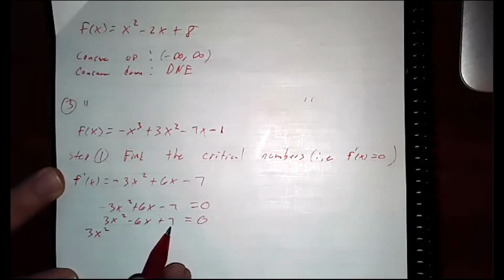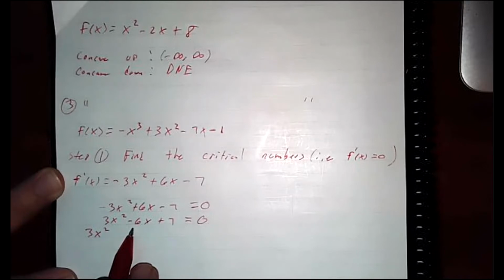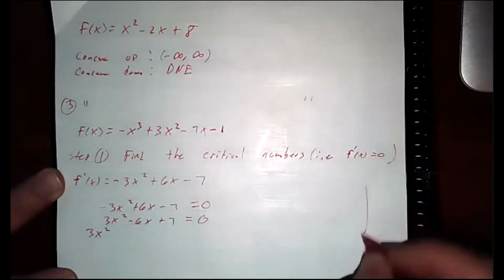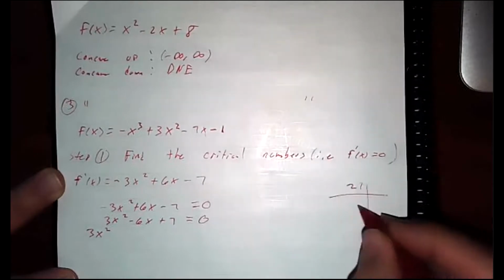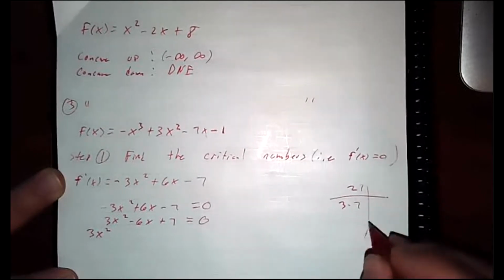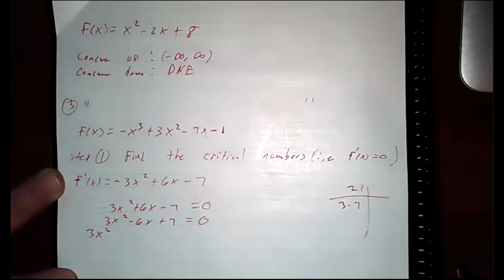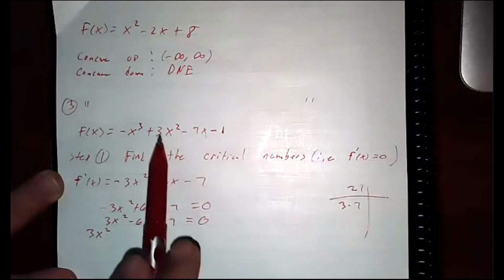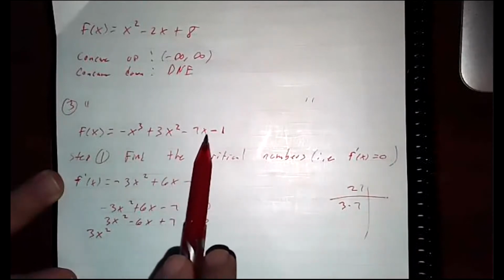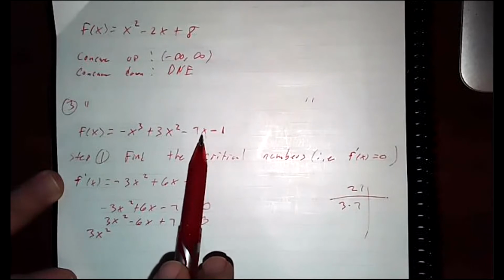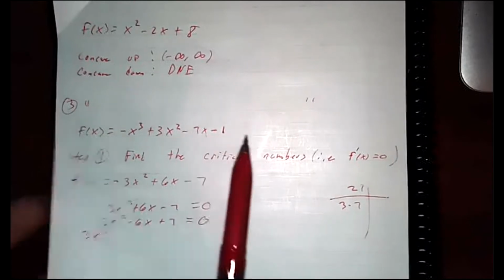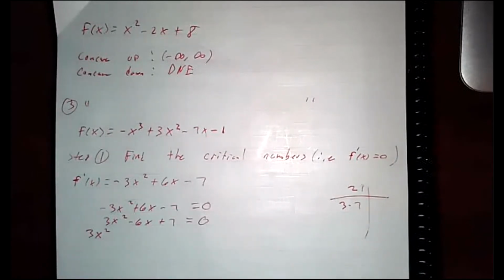So A times C is 21. Factors of 21 would be what? Do they exist? Looks like there's only one. Did I mess up the derivative? Double check here. 6x. I think it should factor pretty though.